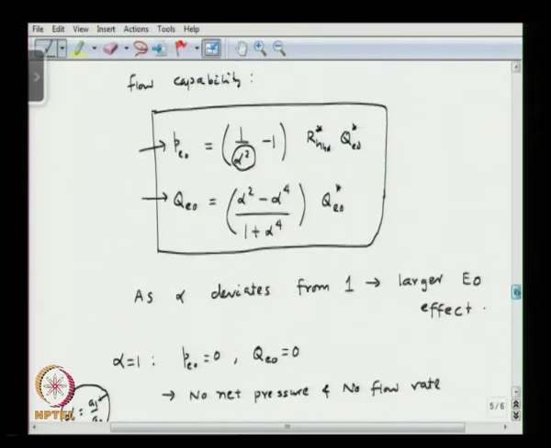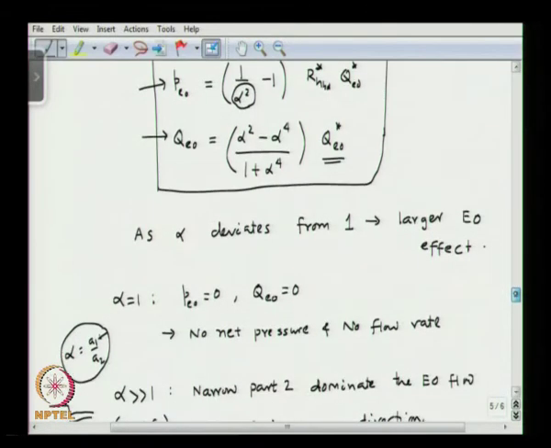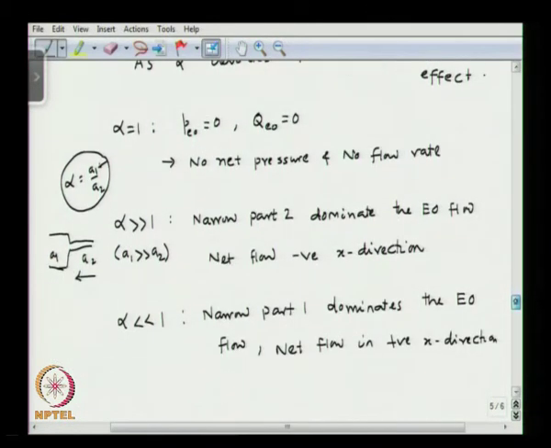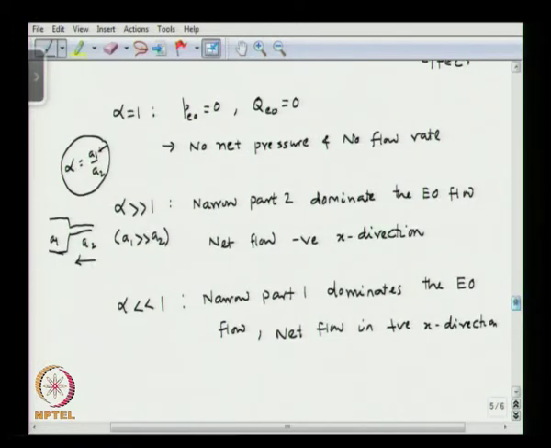This is something you can observe from this equation. When alpha is very large, this is going to be negative. So, the net electroosmotic flow is going to be in the negative x direction, and when alpha is less than 1, then we would have the Q electroosmotic to be positive. Okay. So, in this case electroosmotic will be negative.